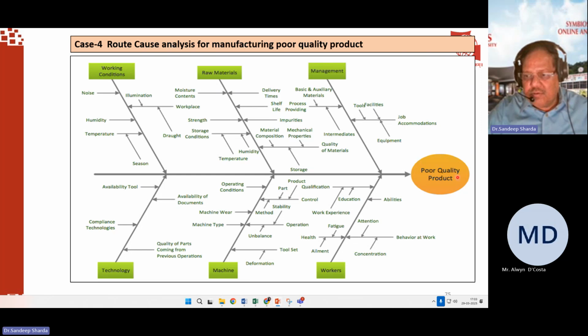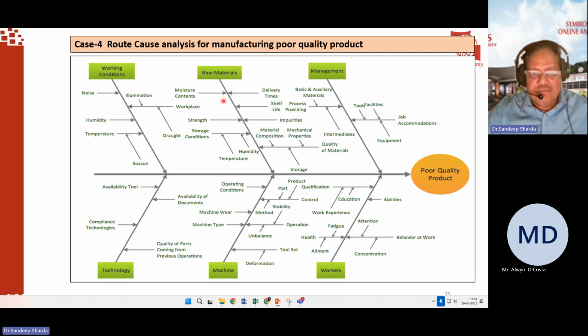Now, based on the effect, the poor quality product, whether it is a management problem, a raw material problem, a working condition problem, the technology of the machine or manufacturing, or the machine or the workers. For each of them, we are going to go with sub branches, or sub wings as far as the fishbone is concerned. So basic and auxiliary material is a problem, or whether it is a job accommodation problem or equipment problem, or some facilities or tools problem.